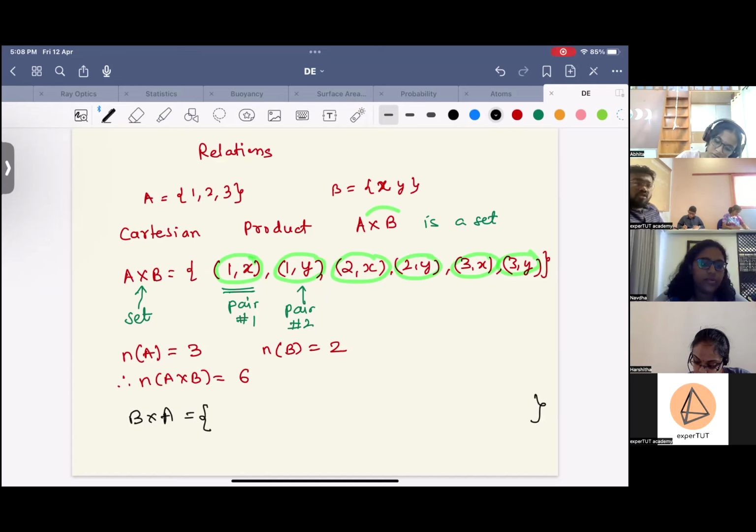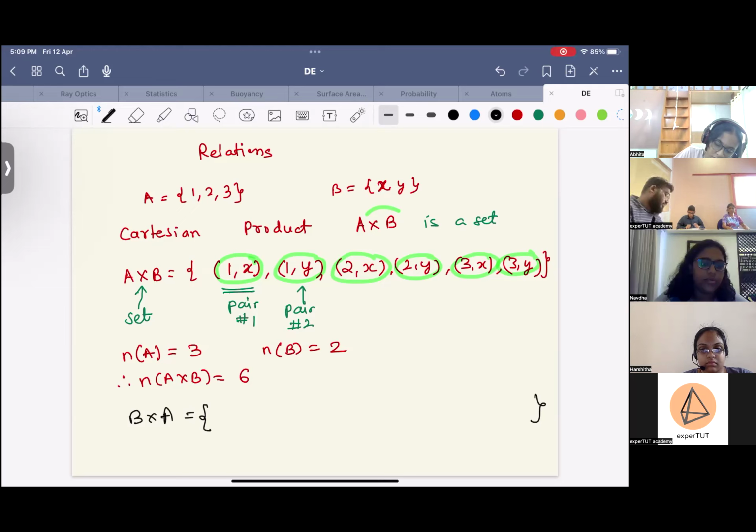So if you write B cross A, it will be... Abhita, you need to speak out what is B cross A. So the set B cross A will be the first element is x comma 1, then it's x comma 2, x comma 3, y comma 1, y comma 2, and y comma 3. Correct. Now also understand the order does not matter. So let's say suppose you have written x comma 1 and the second element you have written y comma 1. Because it is a set, the order does not matter. Only the correct element should be there.